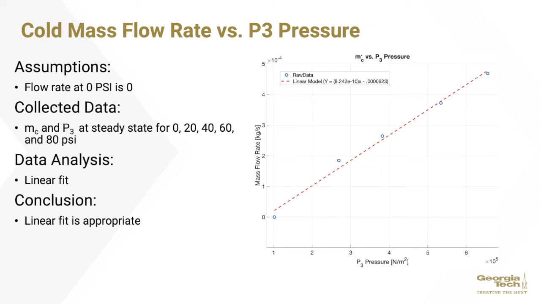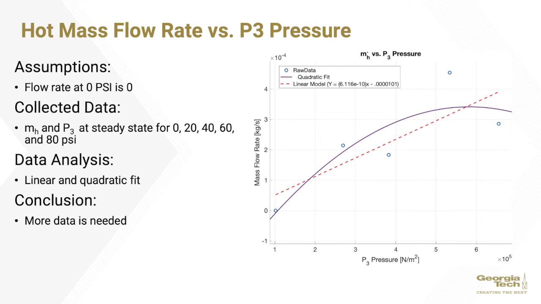Analysis of cold mass flow rate measured at the cold end exit and hot mass flow rate measured at the hot end exit was performed with the assumption that without input pressure, there would be no mass flow rate, and thus m.c and m.h would be equal to 0 with an input pressure of 0 psi. The cold mass flow rate data also shows a very linear trend, and it is concluded that this relationship between m.c and P3 pressure is linear.